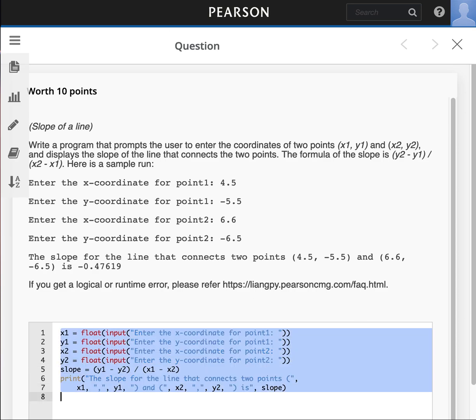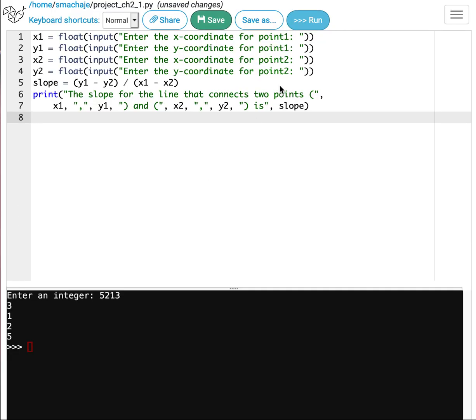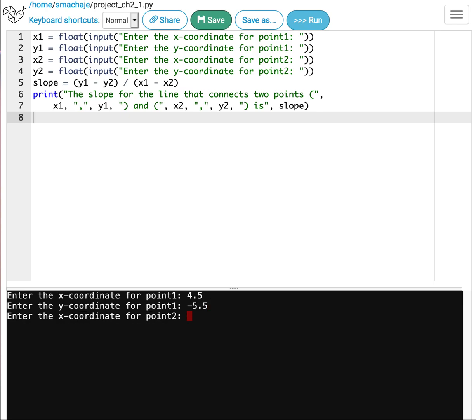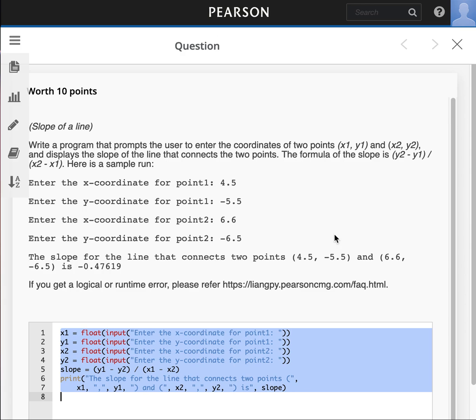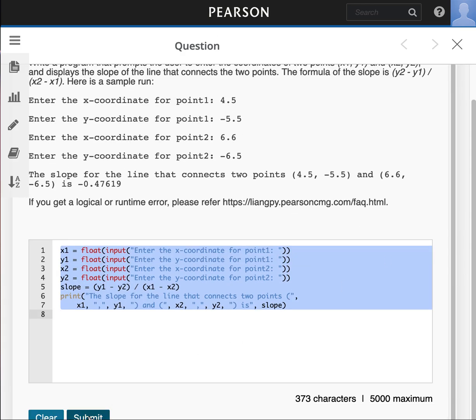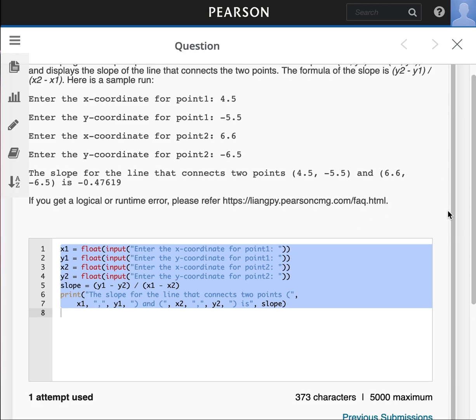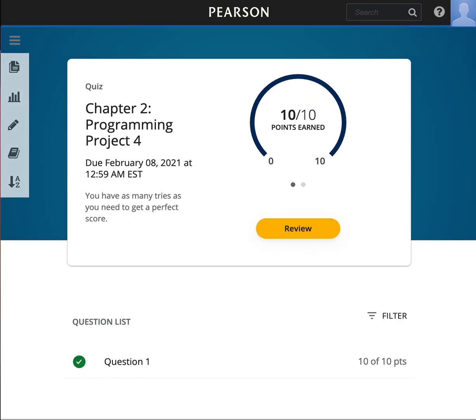All right, let's take a quick look to see how this is going to execute. So we'll go ahead and run it, and we'll specify 4.5 in the first one, minus 5.5 in the second, 6.6, and minus 6.5. All right, and so the slope ends up being a complex fraction, but that's the slope that we have available as an answer. Okay, so this is our project, project four. Go ahead and submit it, and let's go next, and to the last one.